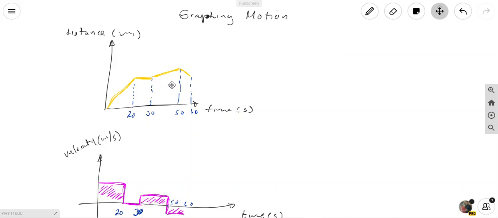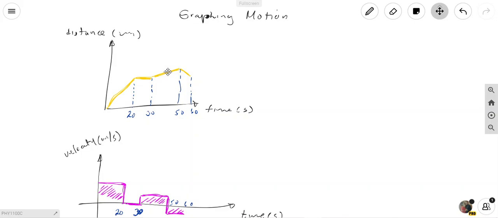When you analyze this graph carefully, you see how from 0 to 20 seconds the car is moving faster than in the interval from 30 to 50 seconds. You know why? Because the slope of the line that you have here in the interval from 0 to 20 seconds is greater than the slope of the line that you have in the interval from 30 to 50 seconds.